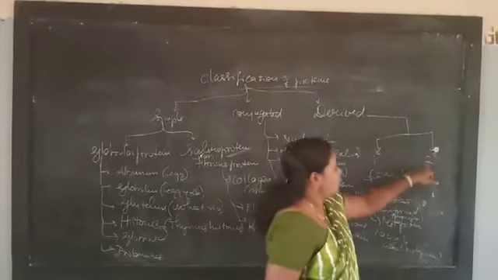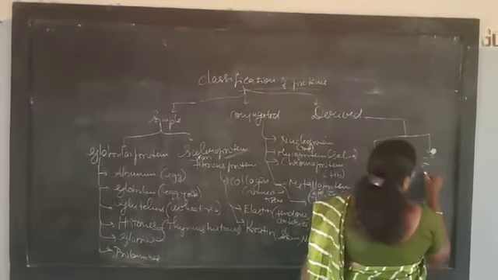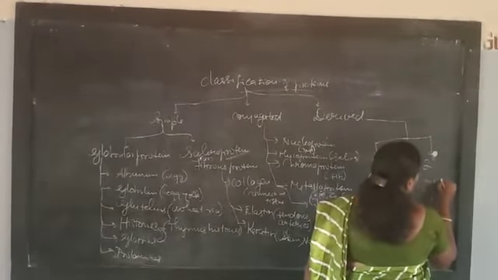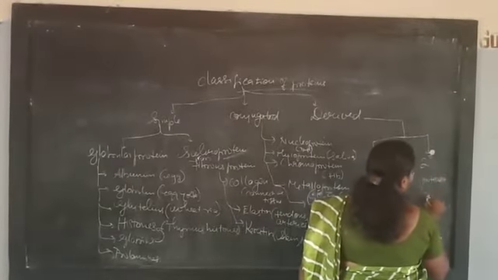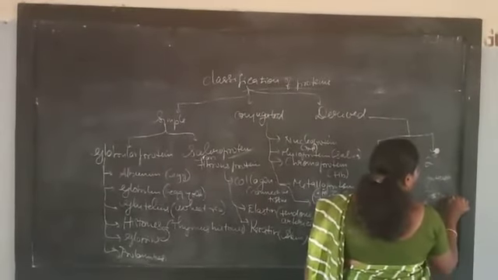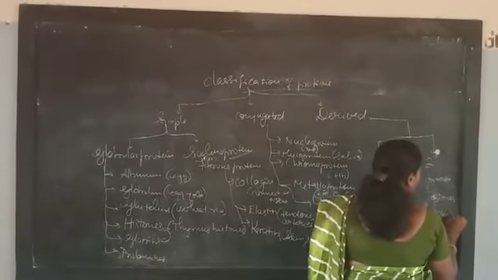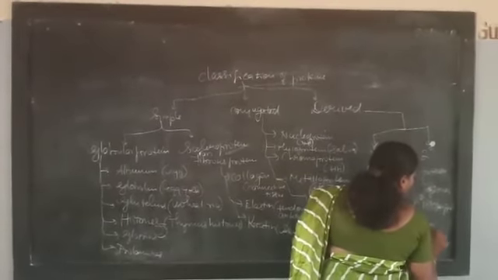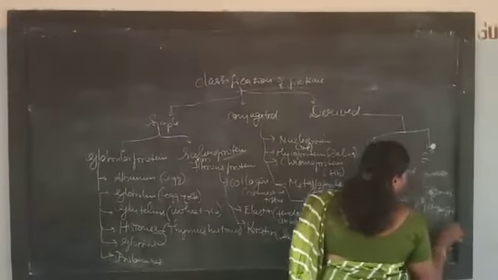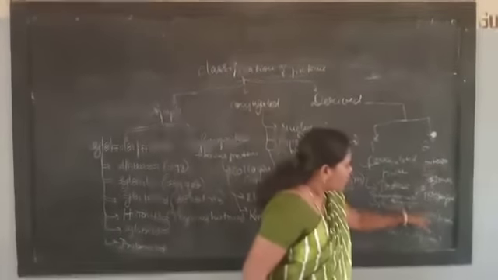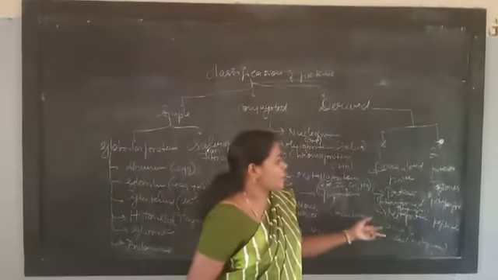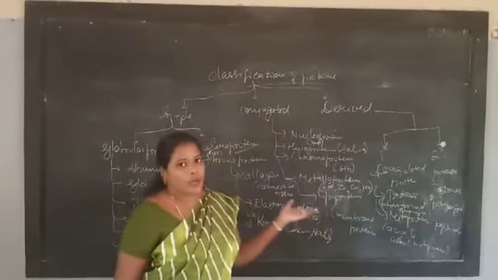Then secondary derived proteins: proteoses, peptones, polypeptides, peptides. These four represent the progressive hydrolytic process on hydrolysis.